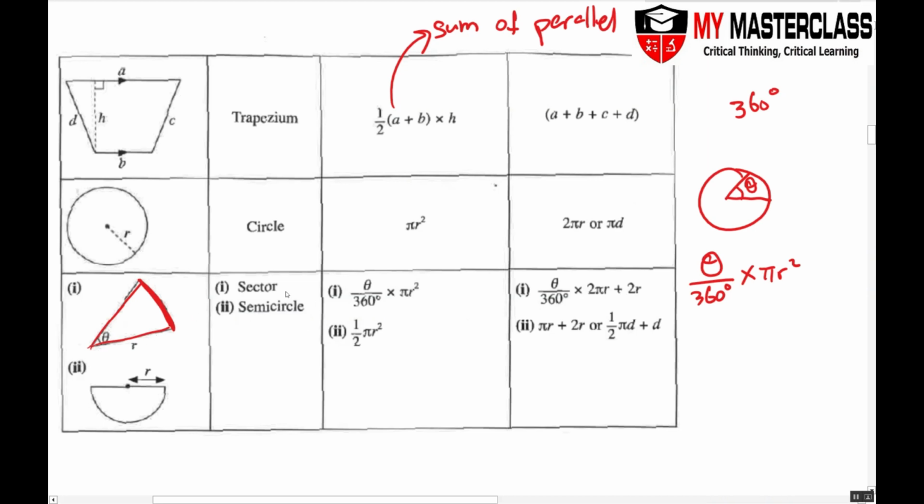Then lastly, you have the semicircle. This one should be quite straightforward. Your area is just half of the area of a circle, right? That's why it's half pi r square.